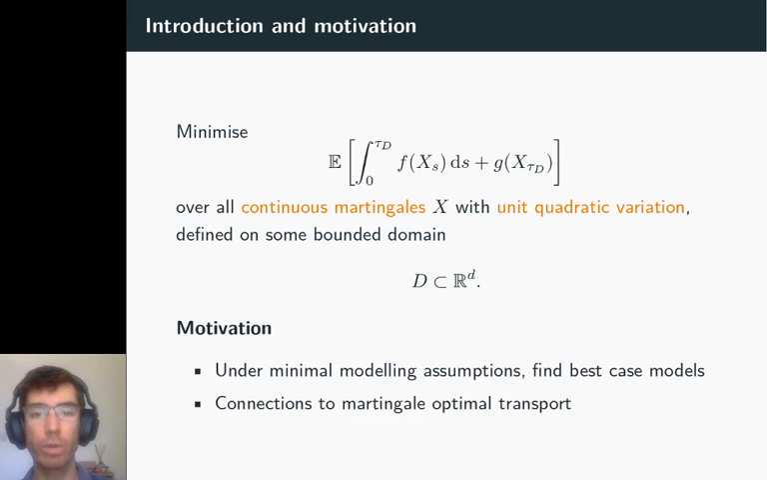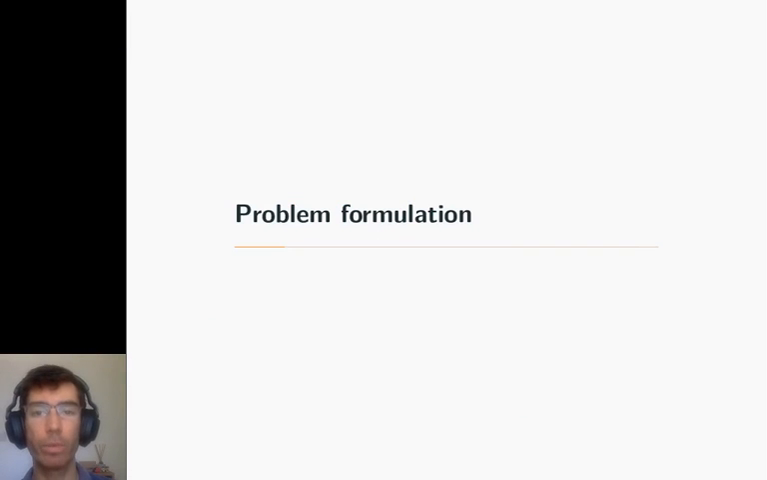Some motivation for this problem is coming from robust finance, where we might want to find a best case model under some minimal modeling assumptions, such as having a continuous martingale. And there are some connections here with martingale optimal transport that we'd be interested in exploring in future work. So let me define the problem more precisely.